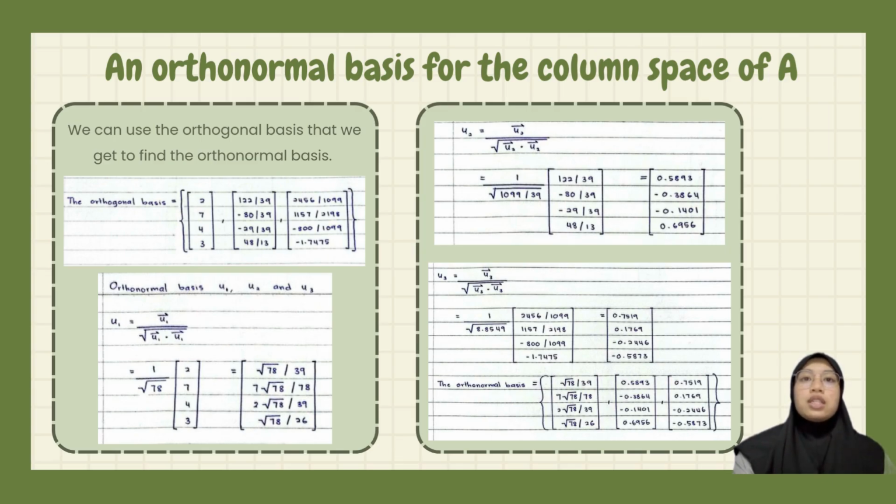Next, we consider the second orthogonal vector obtained earlier. Using the same normalization formula, we compute. Here, the vector u2 times itself represents the magnitude squared of the second orthogonal vector. After substituting the values and simplifying, we obtain the second orthonormal vector as shown in my handwritten solution.